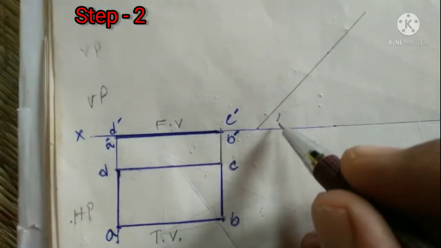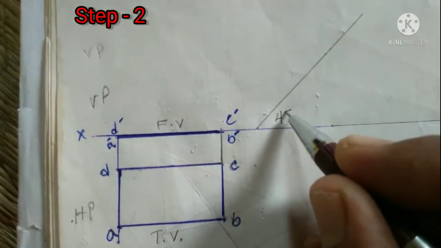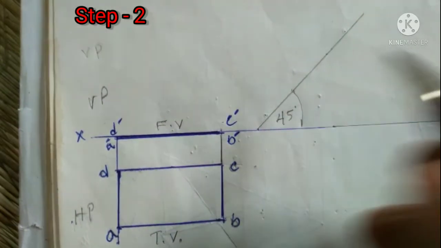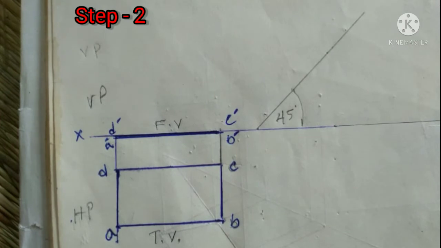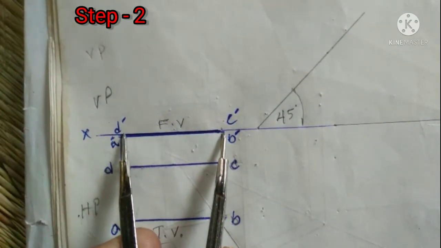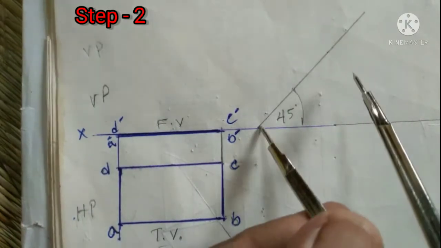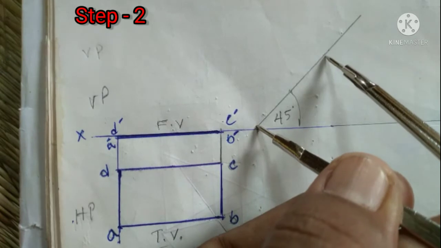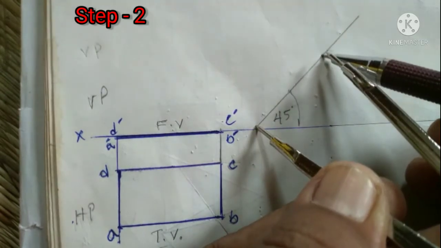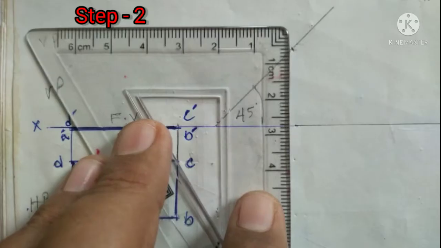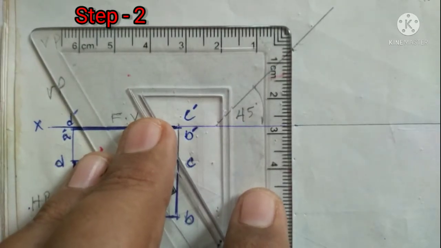Draw a 45-degree angle for the inclination of the rectangle with the HP. One thing to note here is that the inclination with the horizontal plane we will see or draw on the vertical plane. Again, the exact opposite: the inclination with the vertical plane we will see or draw on the horizontal plane.